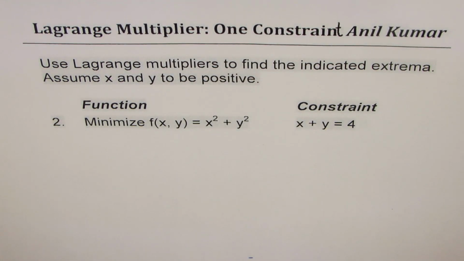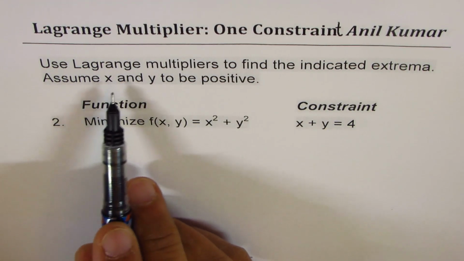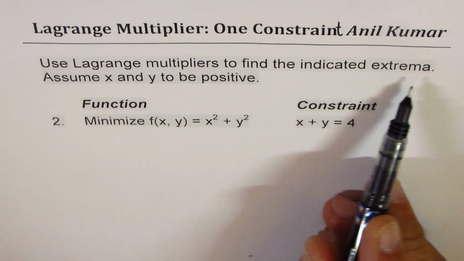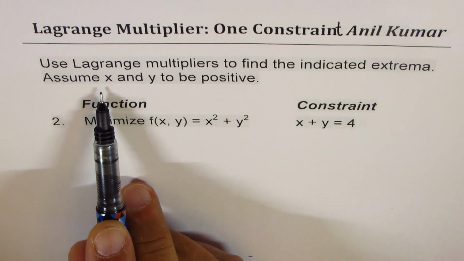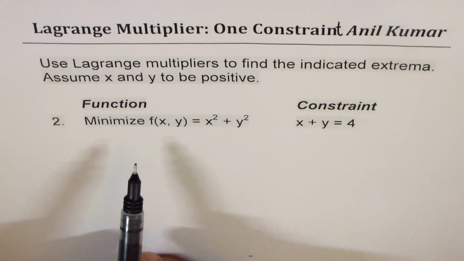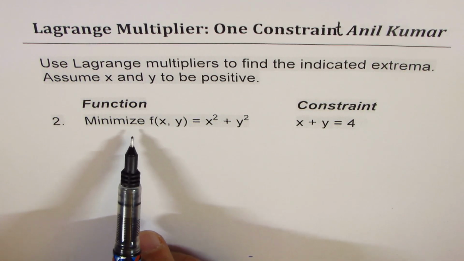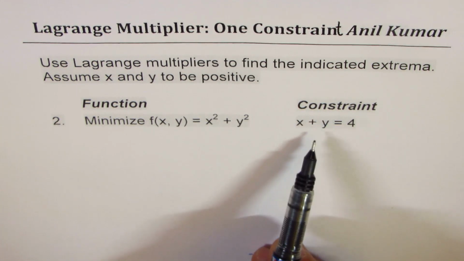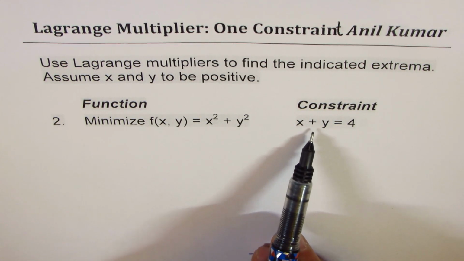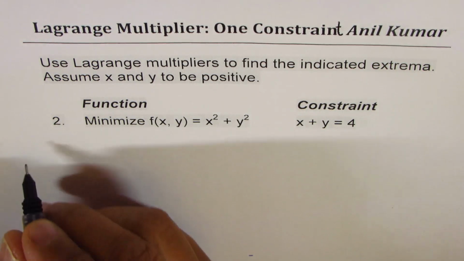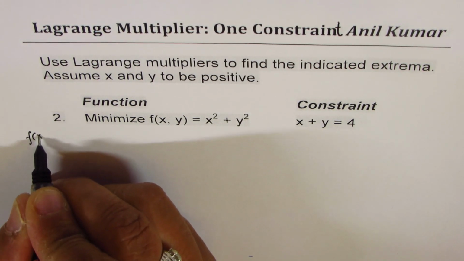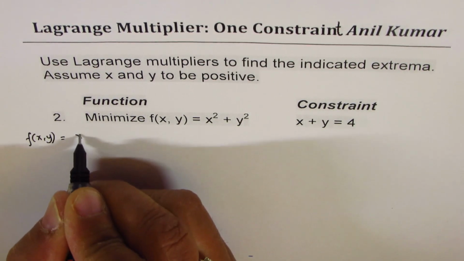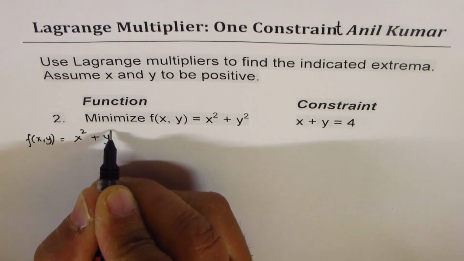Now here is our second example. We use Lagrange multipliers to find indicated extrema, and we are assuming that both x and y are positive. Now this time we have to minimize the function x squared plus y squared, and the constraint is x plus y equals 4. So we are given the function f of x,y as equal to x squared plus y squared.